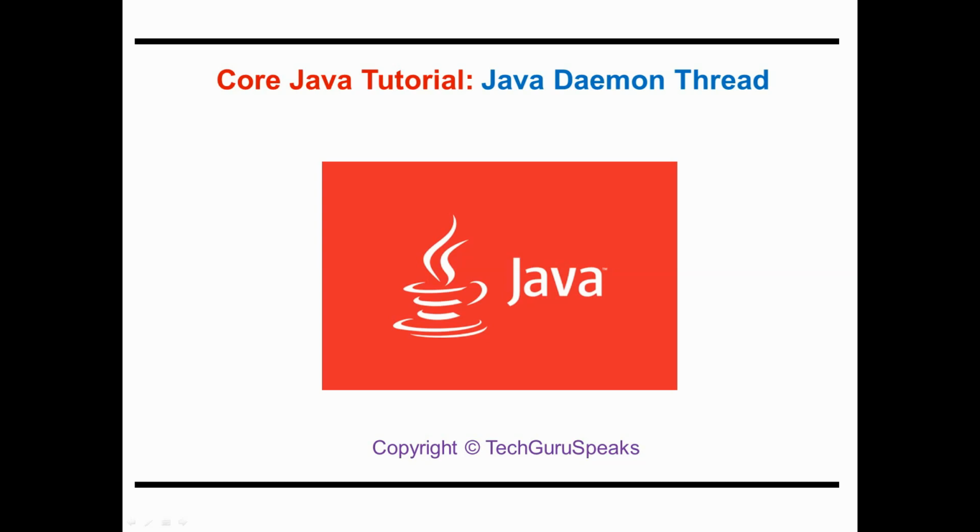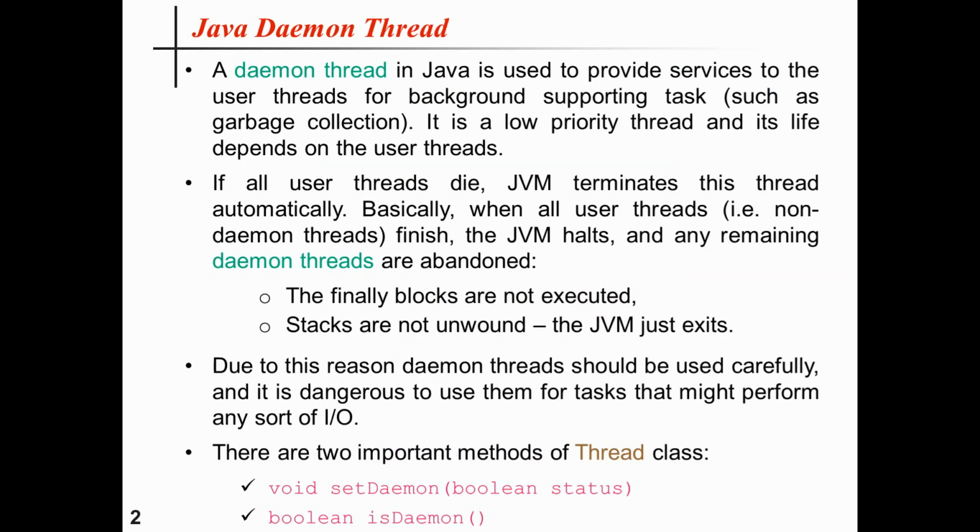Today I would like to describe one of the useful features of Java multi-threaded programming, and that is about the Java daemon thread. A daemon thread in Java is basically used to provide services to the user threads or the worker threads for background supporting tasks such as garbage collection. It is a low priority thread and its life depends on the user threads.